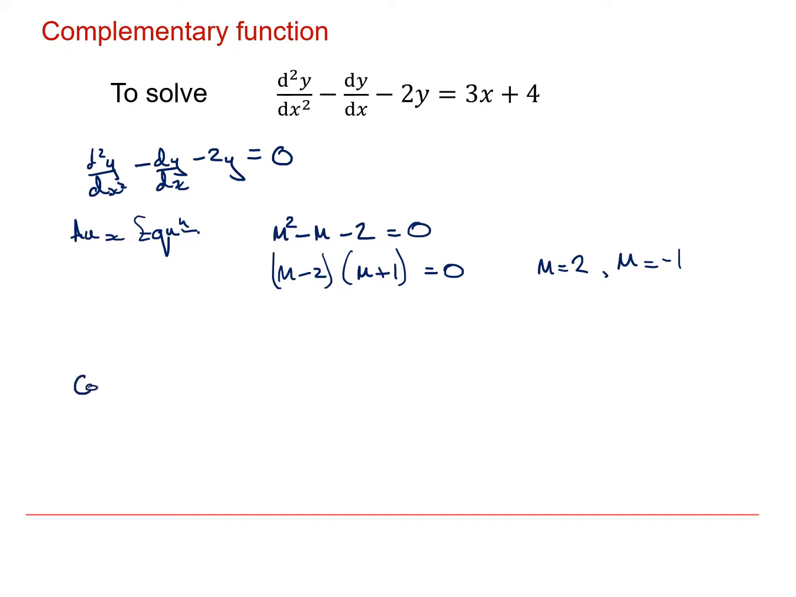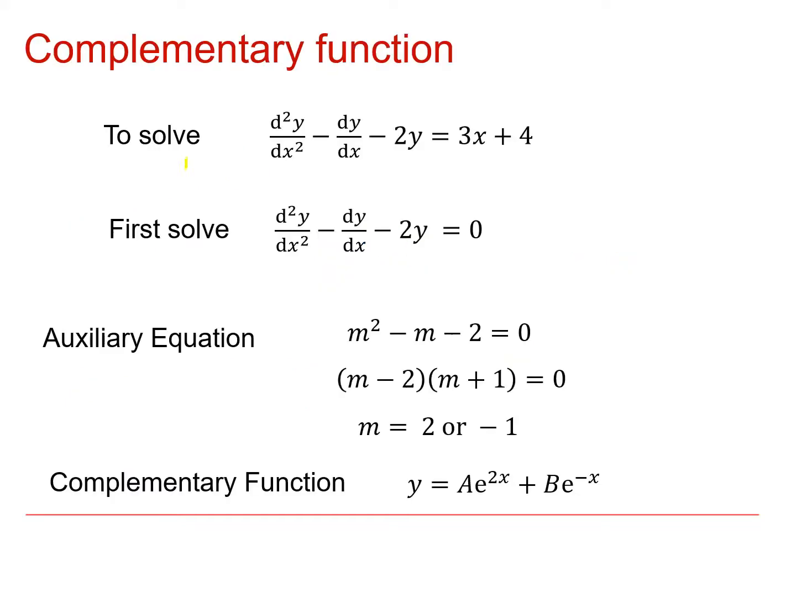And so my complementary function, which I'm going to write as CF from now on, is going to be y equals A e to the 2x plus B e to the minus x. There's that written up a bit more neatly. There's the confirmation that we look at the homogeneous version of this differential equation first of all. From its auxiliary equation, we get the general solution for that, which becomes the complementary function when we solve the non-homogeneous version up here.